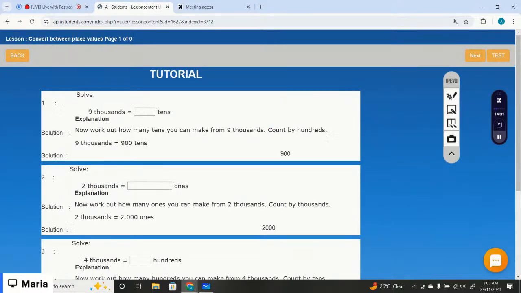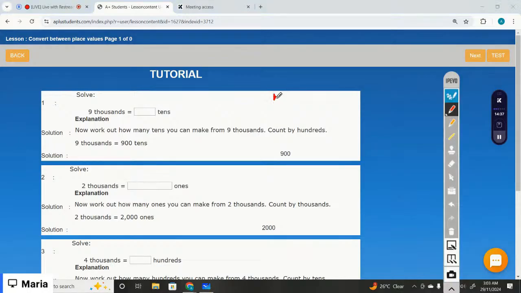9,000s, you have to convert 9,000 into tens, right? So you need to learn the basic units. In 1,000, you have 100 tens, right? So then in 9,000, you have 900 tens. The correct option is 900. 9,000 equal 900 tens.